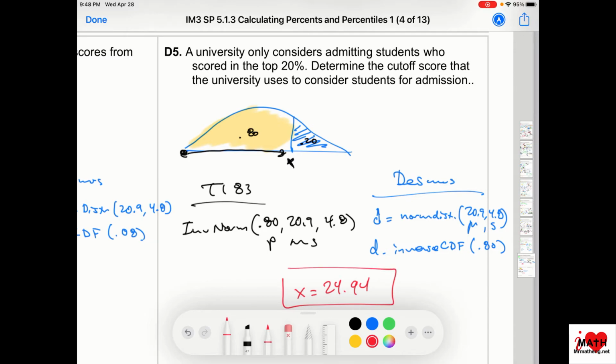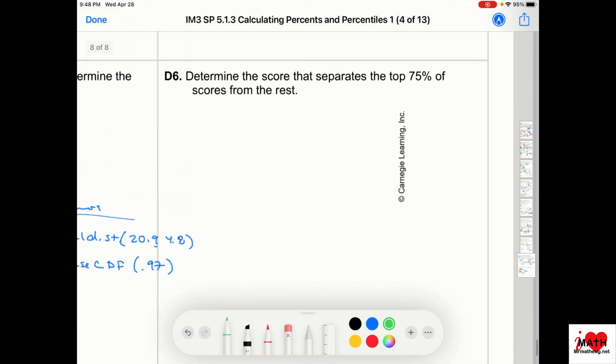So if you get a score of 24.94, and try to make sense of this, remember the average right in the middle, the mean, is 20.9. So this is a couple of questions or question points higher, and then now you're in the top 20% to get into a university. All right, let's go ahead and do D6.